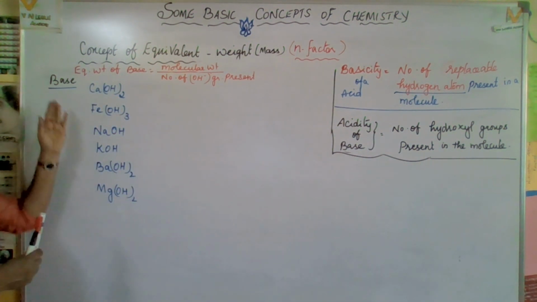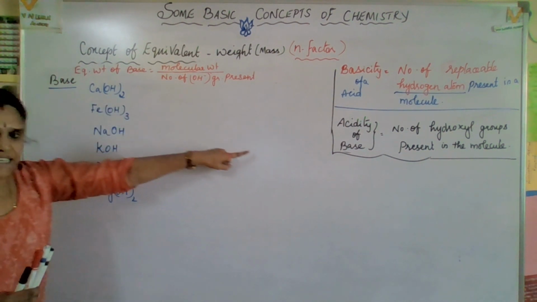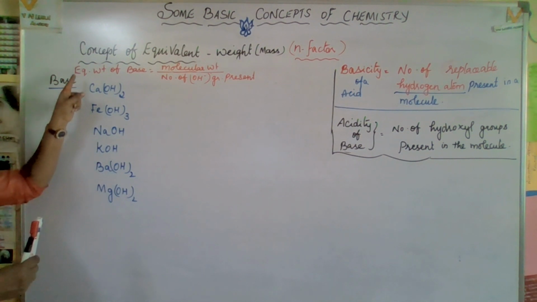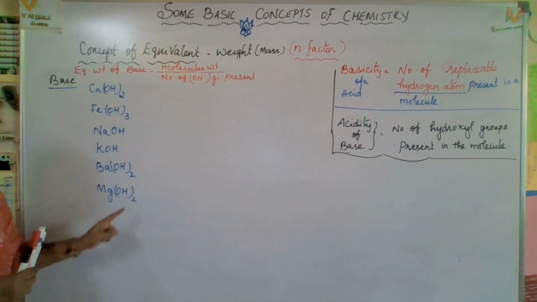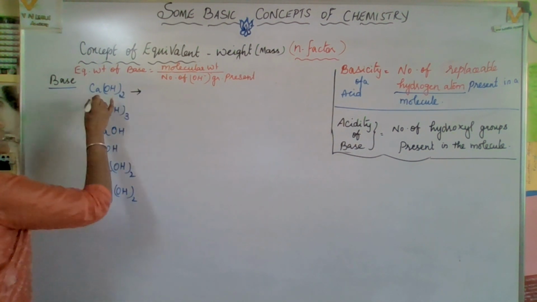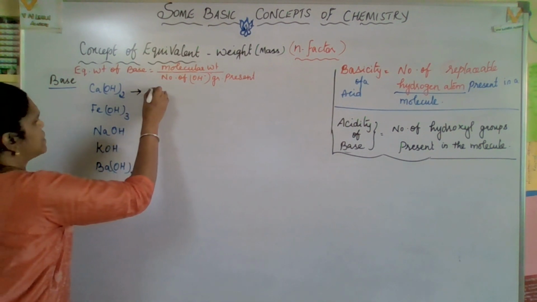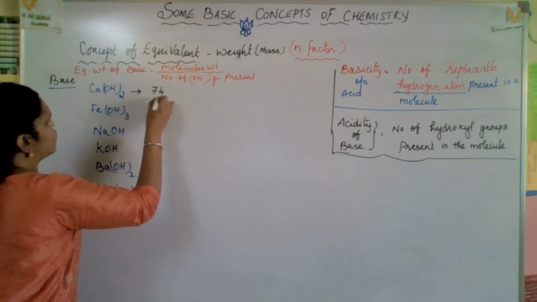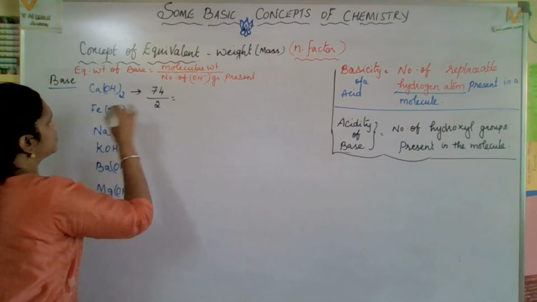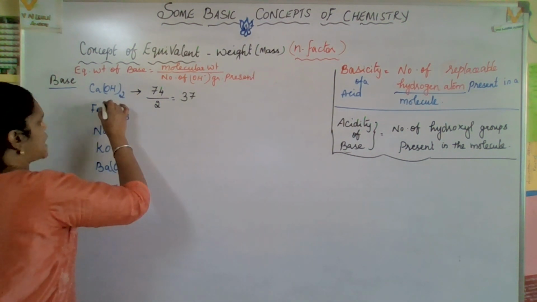Now let us check all the bases and their acidity. How many hydroxyl groups are there? What is the equivalent weight of each base? Okay, the first one, Ca(OH)2, calcium hydroxide. What is the molecular weight? It is 74. And how many hydroxyl groups are present? Two. So automatically you will get 37 as the equivalent weight of calcium hydroxide.